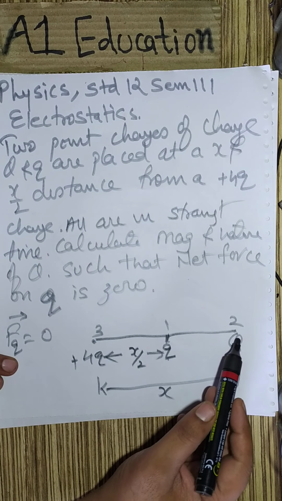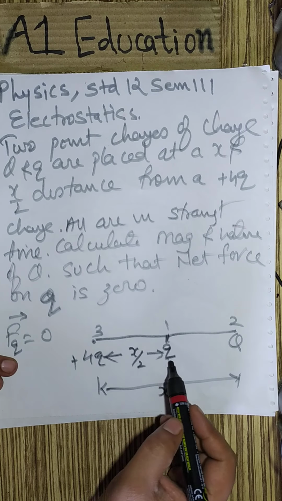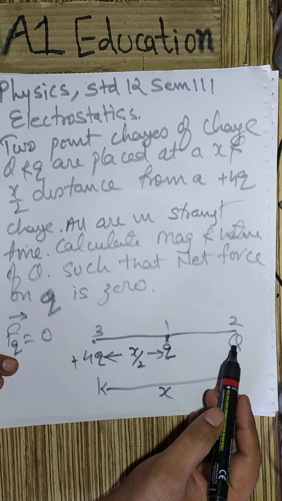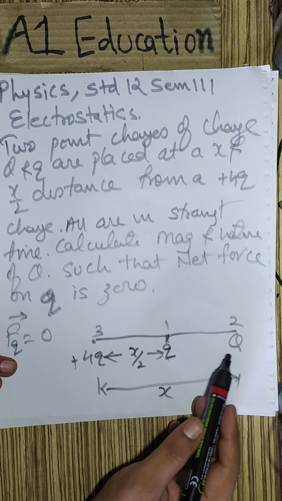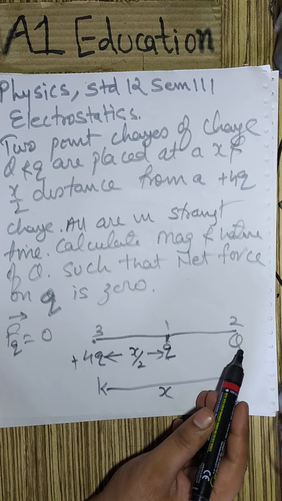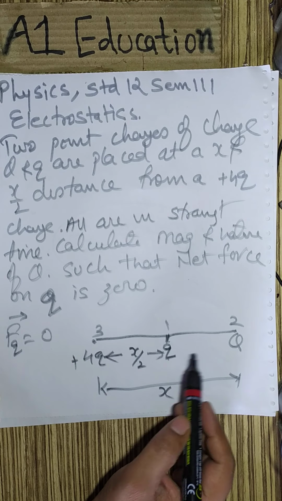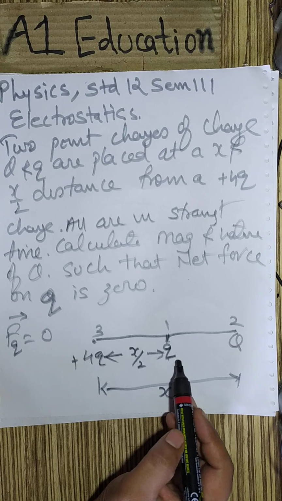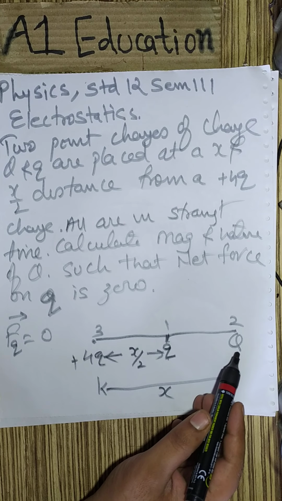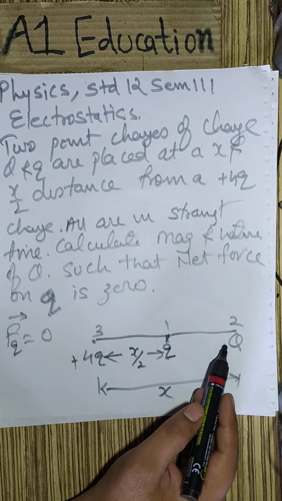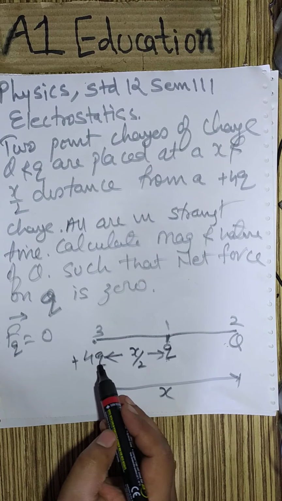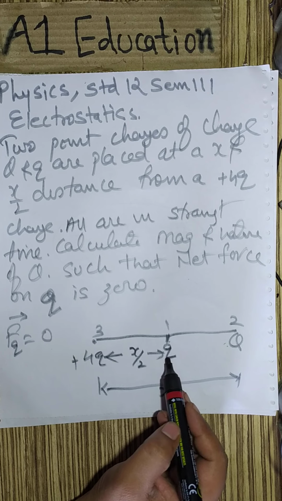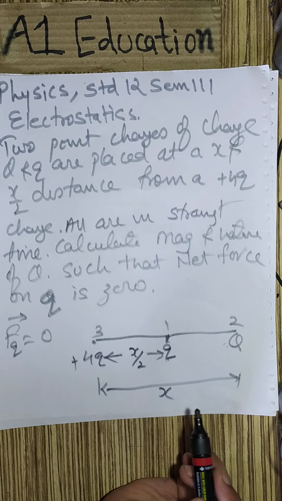Now obviously we know that when this is positive, this is also positive. This must be positive in order to make the force on Q 0. This is just a basic conclusion about the numerical. Just looking at the diagrammatic situation of the numerical, we conclude that the Q must obviously be positive. Otherwise, the force on Q cannot be 0.